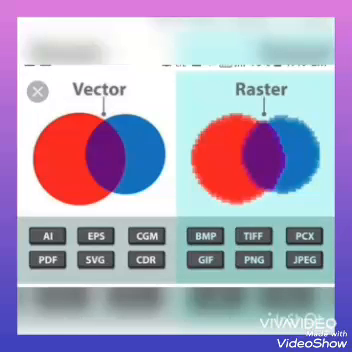Let's see the difference between vector image and raster image. In a vector image, when you enlarge the size of the image, the resolution will be good. Whereas, if you use a raster image, when you enlarge the size, it will look blurry.